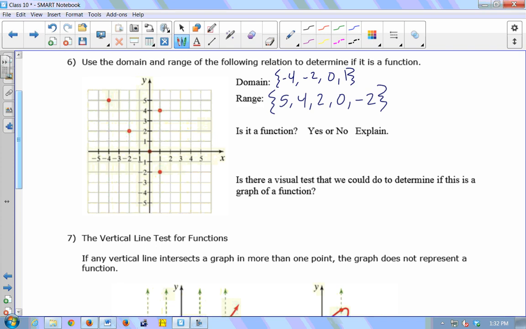Why not? I have 2 points that have the same x coordinate and different y coordinates, right? So this point is at 1, -2, and this point is at 1, 4. So I have an input of 1 going to 2 different outputs. That makes it not a function.